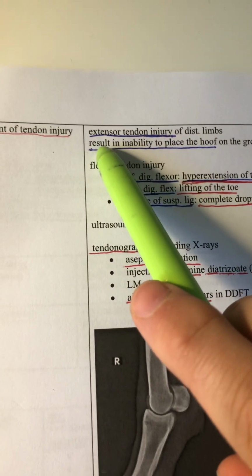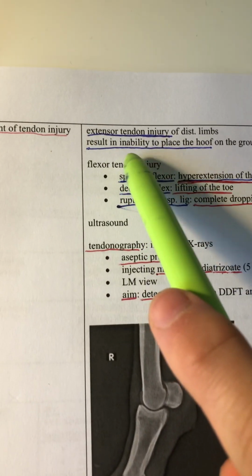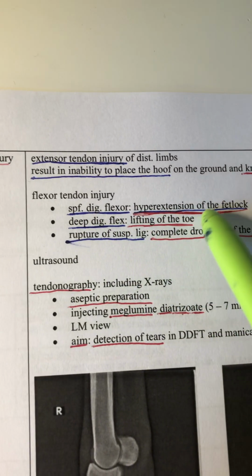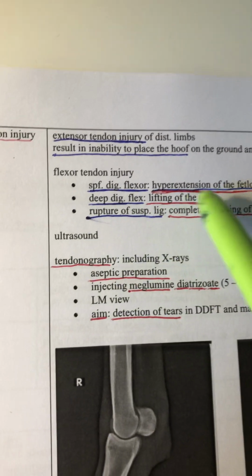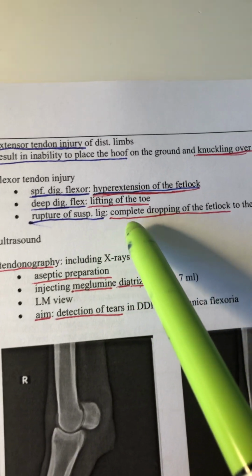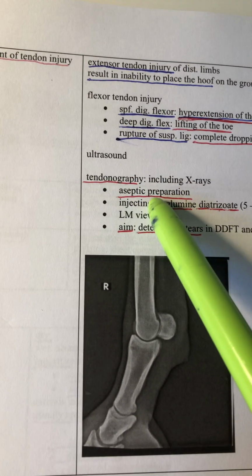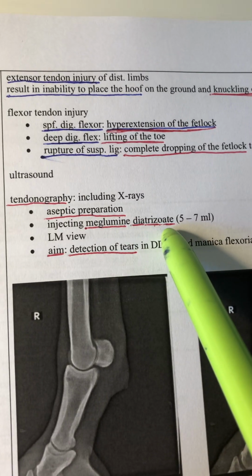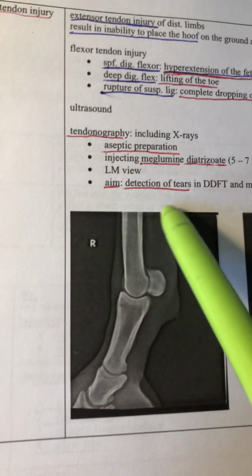And then the assessment of the tendon injury. So in the extensor tendon injury, the result is the inability to place a hoof, so it results in knuckling over. In the superficial digital flexor, you have hyperextension of the fetlock. In the deep digital flexor, you have lifting of the toe, and in rupture of the suspensory ligament, you have complete dropping of the fetlock. And in tendinography, use aseptic preparation, meglumine diatrizoate, and then the aim is to detect tears.